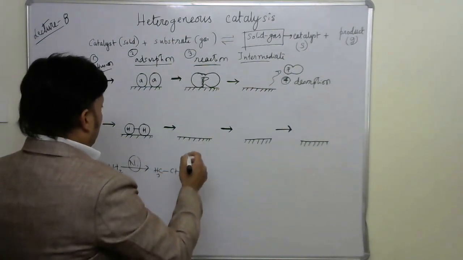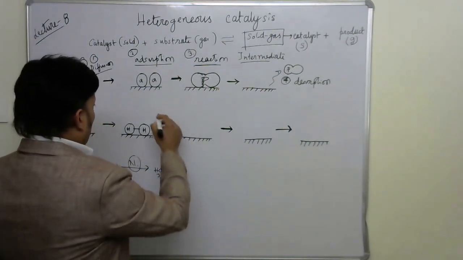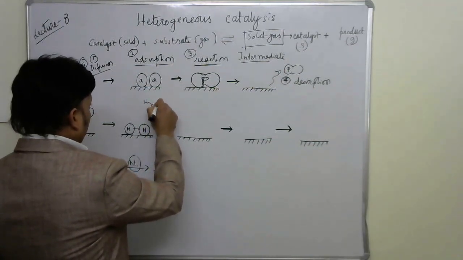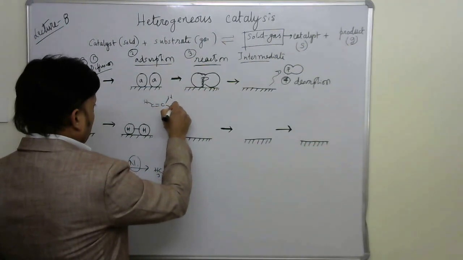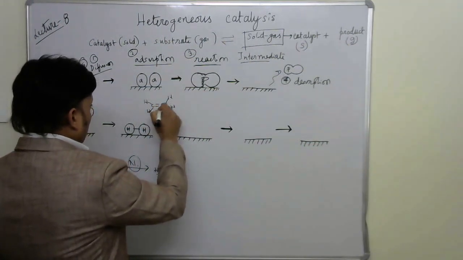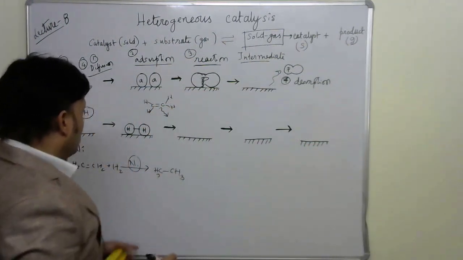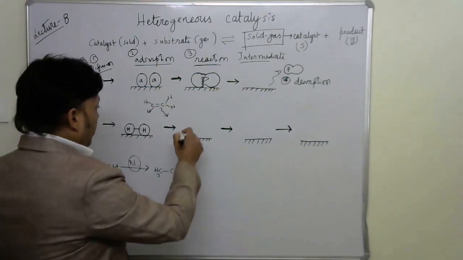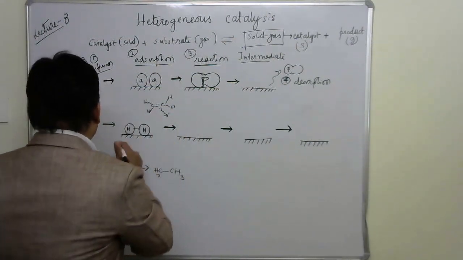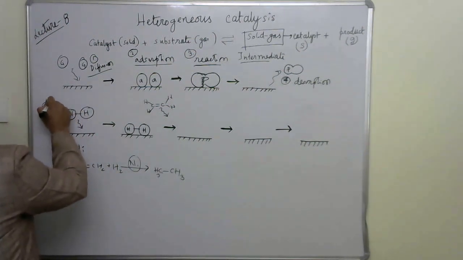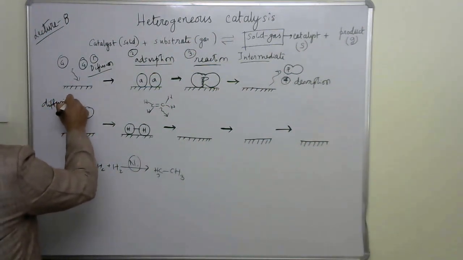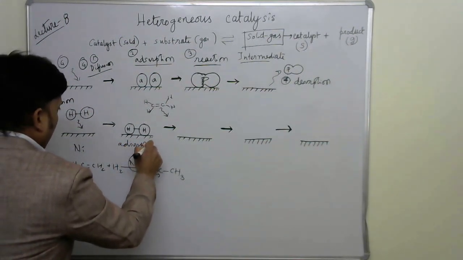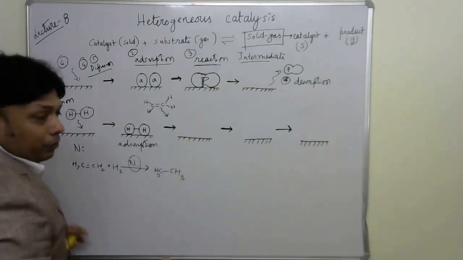And then further, the ethylene molecule would come near the adsorbed hydrogen molecule. So first, once again, this is diffusion, and this step is called adsorption. And after adsorption, we have the reaction step.